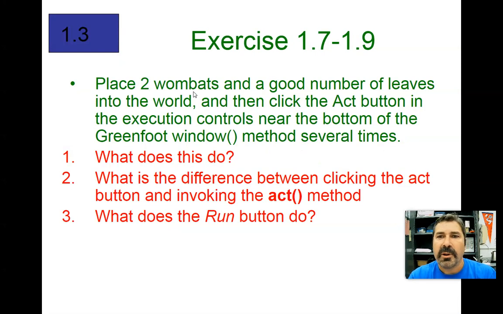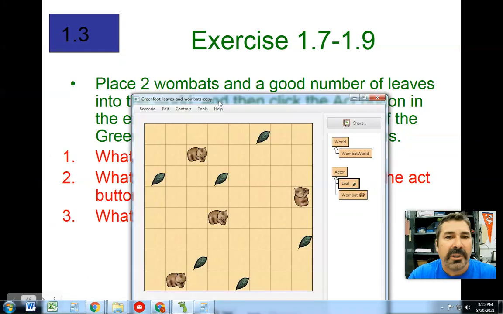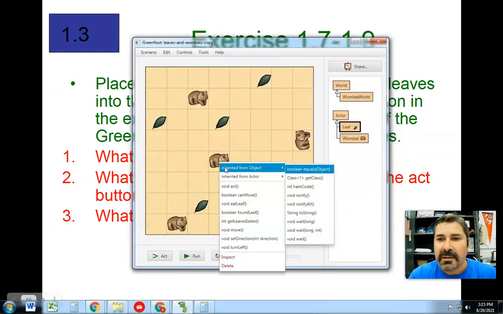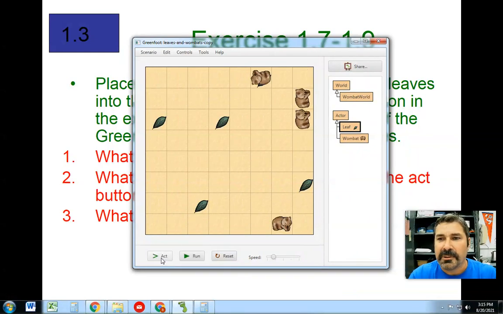All right, now place 2 wombats and a good number of leaves in that, and then click the act button in the execution controls near the bottom of the window. Okay, so let's take a look. Oh, I lost my window. There it is. Okay, so now what it's asking us to do is, instead of saying act, hit this button, act. So what does that do?